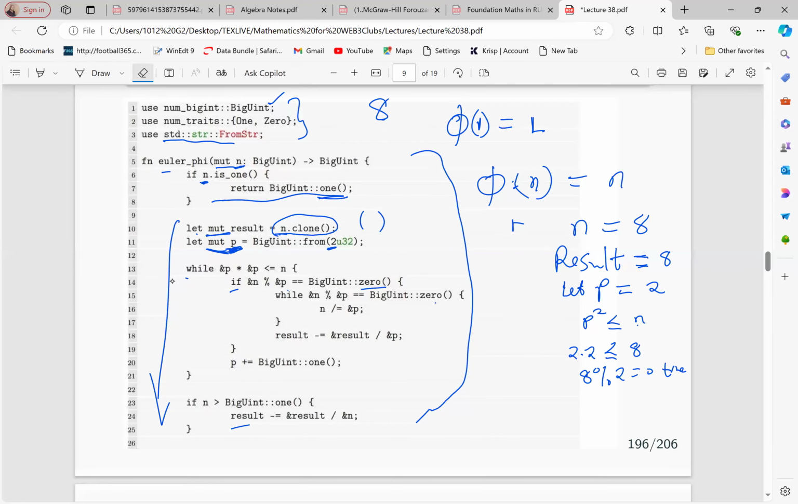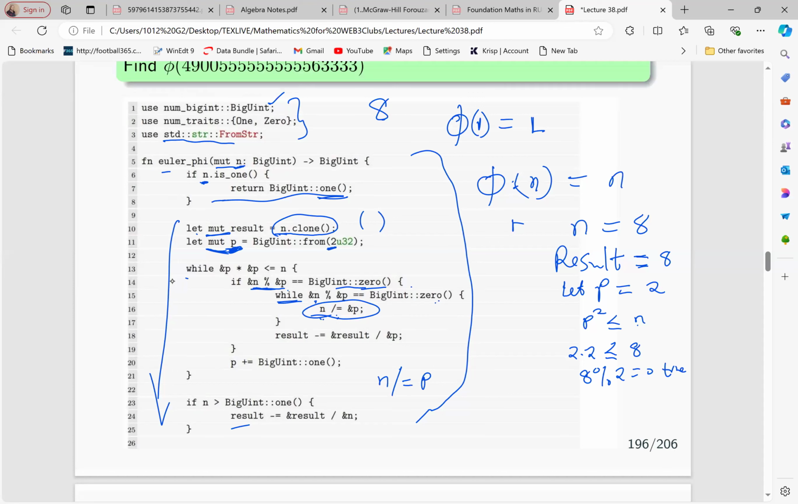Now, we've met this condition, if. This condition says if n divided by p gives a remainder of 0, then enter the loop. And when you enter this loop, you meet a condition that says while n divided by p gives you 0, do this. What does this mean? This is n divided by p.